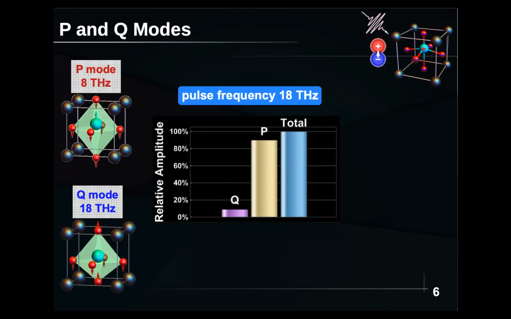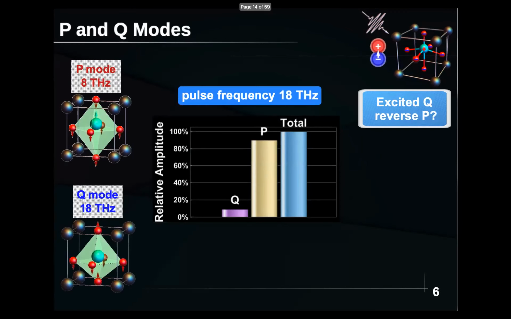Another very interesting difference between P modes and Q modes is the contribution to the total polarization. This is the total polarization, and when the Q modes condense in the ferroelectric material, they only contribute about 10%, a very small portion of the polarization. The dominant mode is the P mode. So this leads us to the question: how exactly, when we excite this small portion of polarization, can we reverse the dominant P mode?